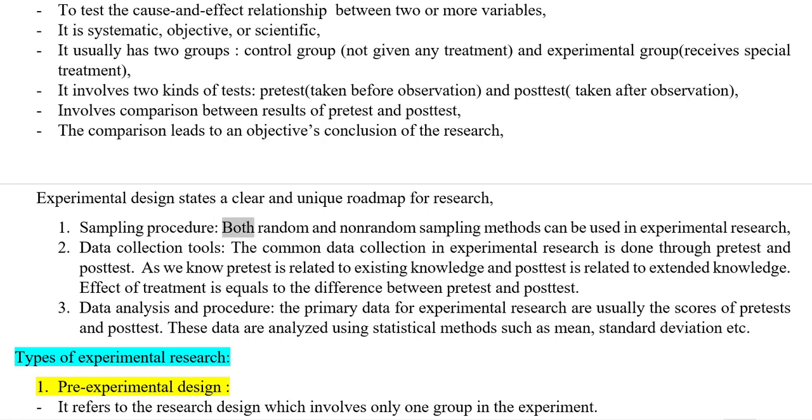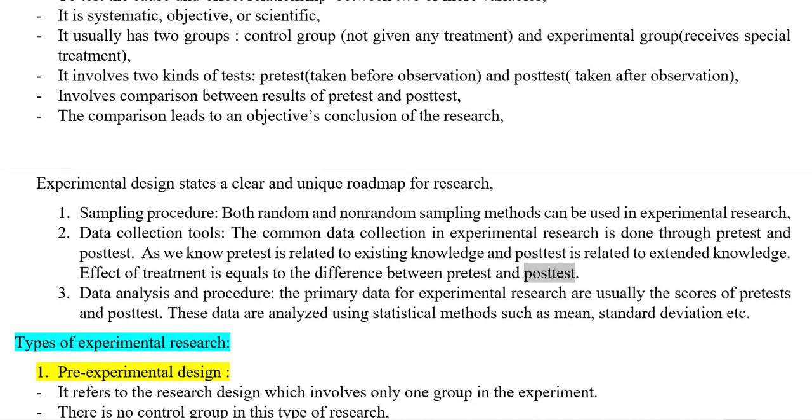Sampling procedure. Both random and non-random sampling methods can be used in experimental research. Data collection tools. The common data collection in experimental research is done through pre-test and post-test. As we know, pre-test is related to existing knowledge, and post-test is related to extended knowledge. Effective treatment is equal to the difference between pre-test and post-test.